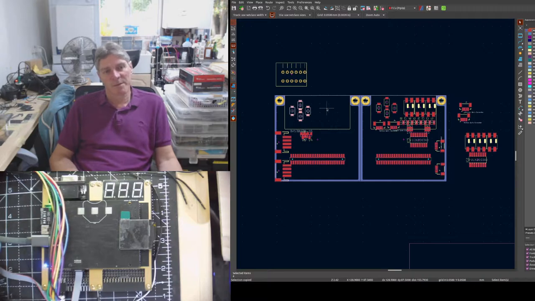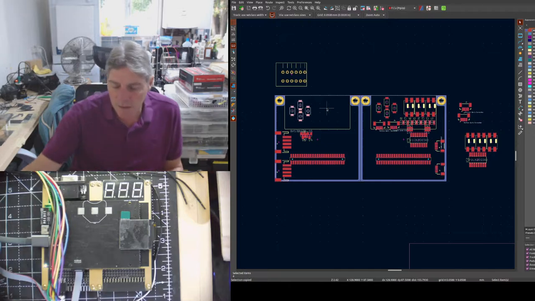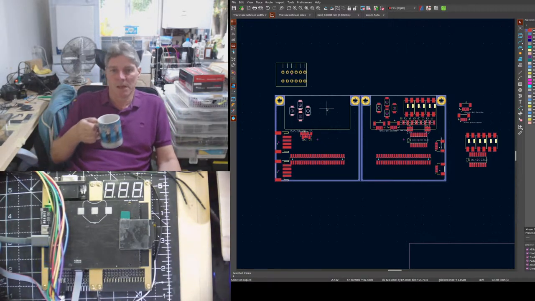What kind of things could we put on here? We could put an FPC connector for the OLED, possibly. I can get hold of some relatively cheap ones of those. Little buttons, yeah, they're low cost.